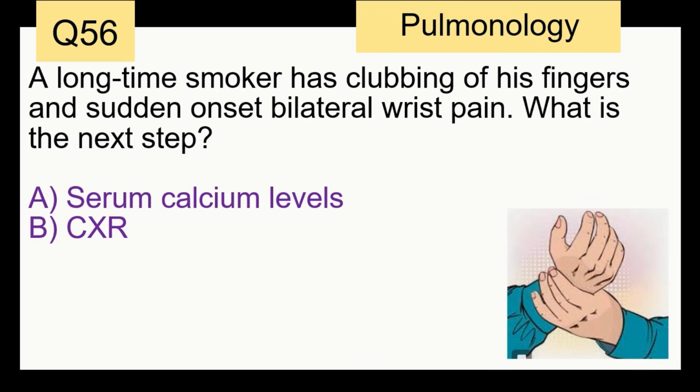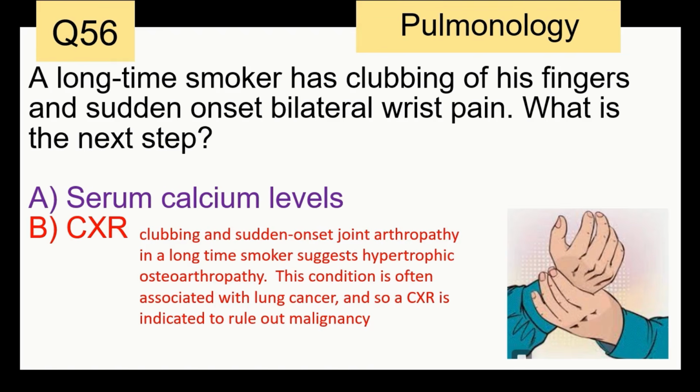56, a longtime smoker has clubbing of his fingers and sudden onset bilateral wrist pain. What's the next step? So here we want to get a chest x-ray because malignancy, cancer can cause this hypertrophic osteoarthropathy.